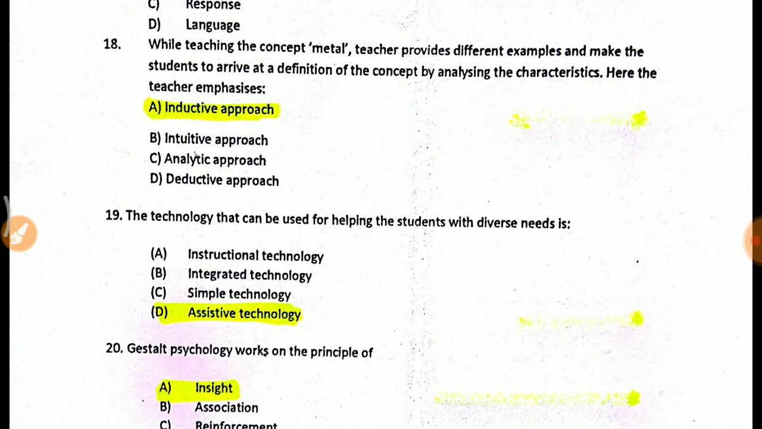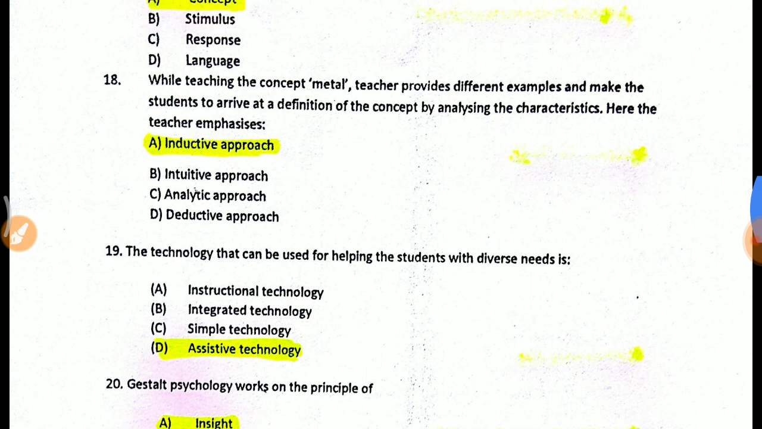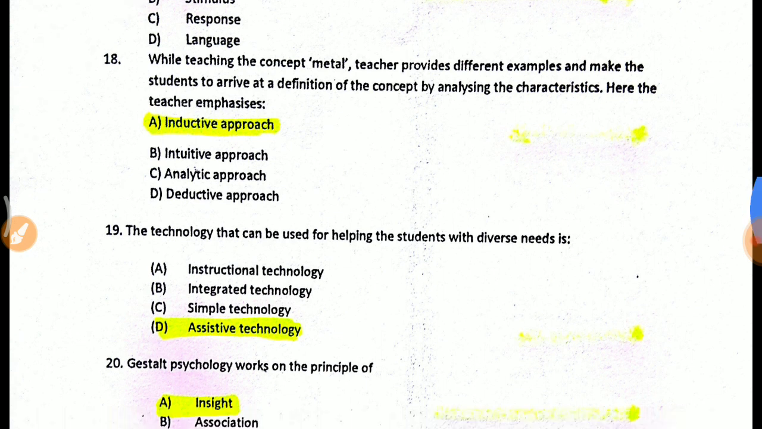18th, while teaching the concept metal, the teacher provides different examples and makes the students arrive at a definition of the concept by analyzing the characteristics. Here the teacher emphasizes the inductive approach. So we have to know the deductive and inductive. Here what the teacher is doing, providing different examples and making the student arrive at a definition, from the variation to a particular, that is inductive. Deductive means from general to particular. So we should have clarity on what is deductive approach and inductive approach.